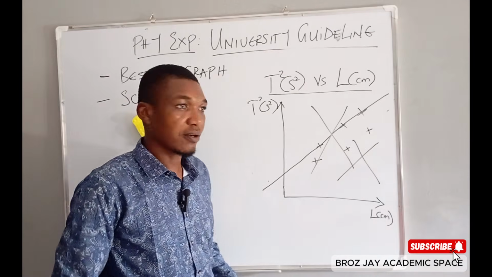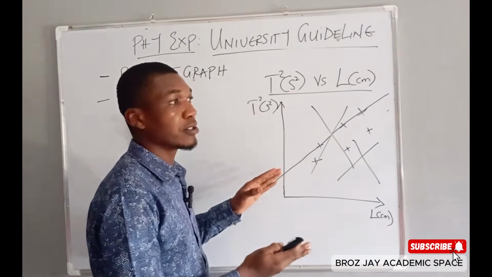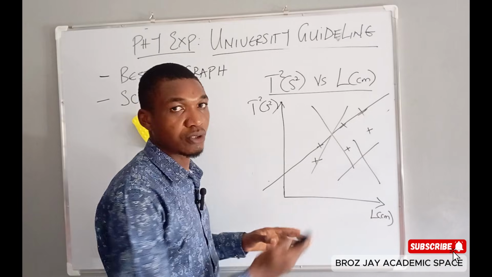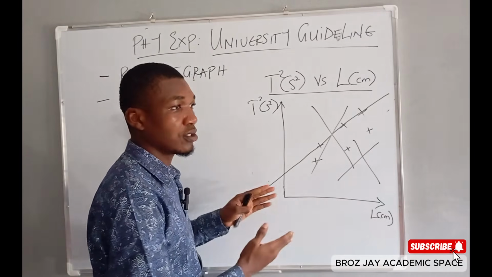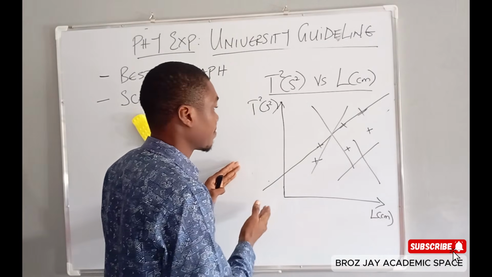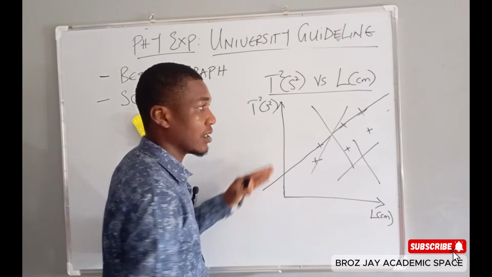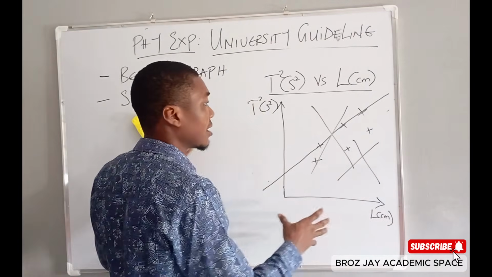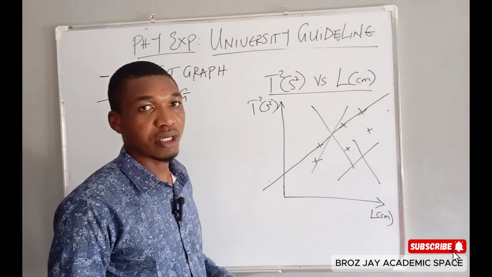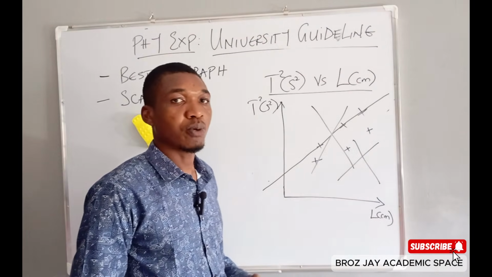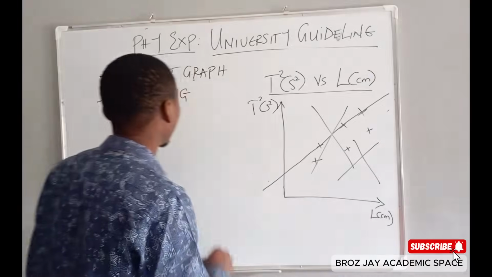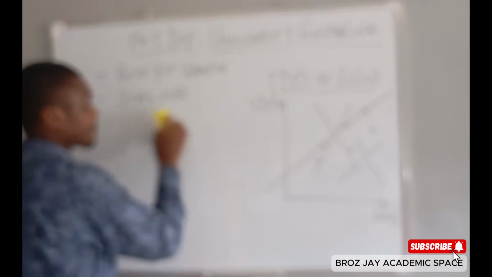The best fit graph is a graph where the points are balanced when drawing the gradient or the slope. Make sure that if you are drawing the gradient or the slope, 2 is left out, 2 is left up, or 1 is left down, 1 is left up. That's how you know a best fit graph, to get a proper slope when solving. Now that's for best fit graph.